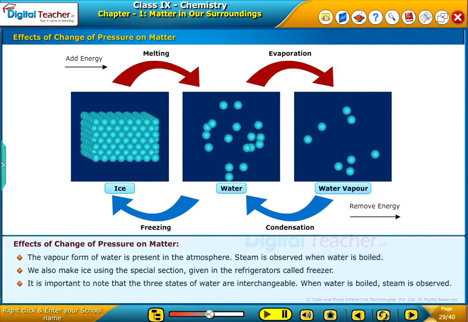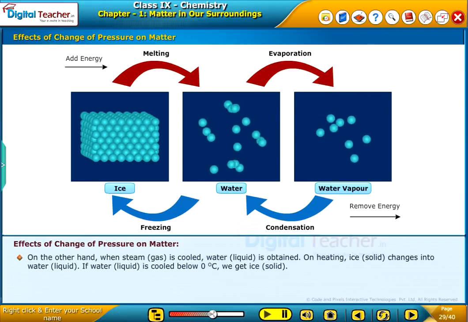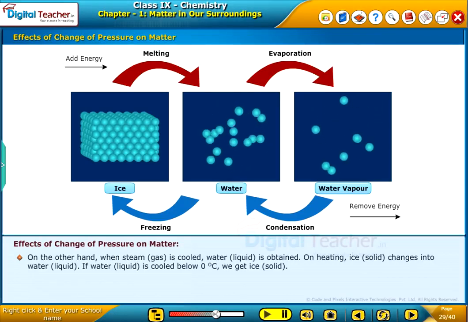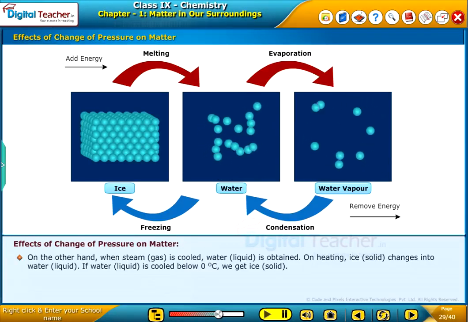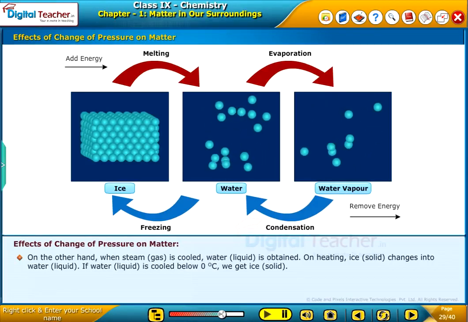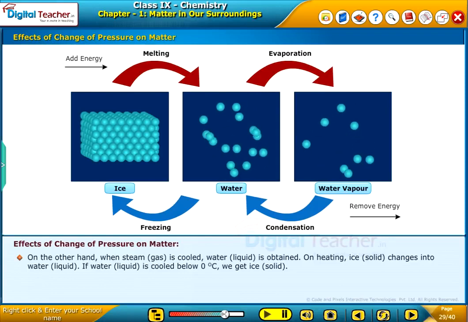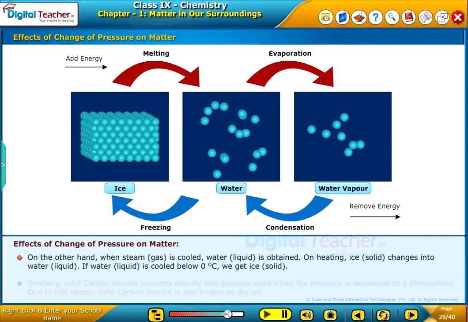When water is boiled, steam is observed. On the other hand, when steam, that is gas, is cooled, water, that is liquid, is obtained. On heating, ice, that is solid, changes into water, that is liquid. If water, that is liquid, is cooled below 0 degrees centigrade, we get ice, that is solid.